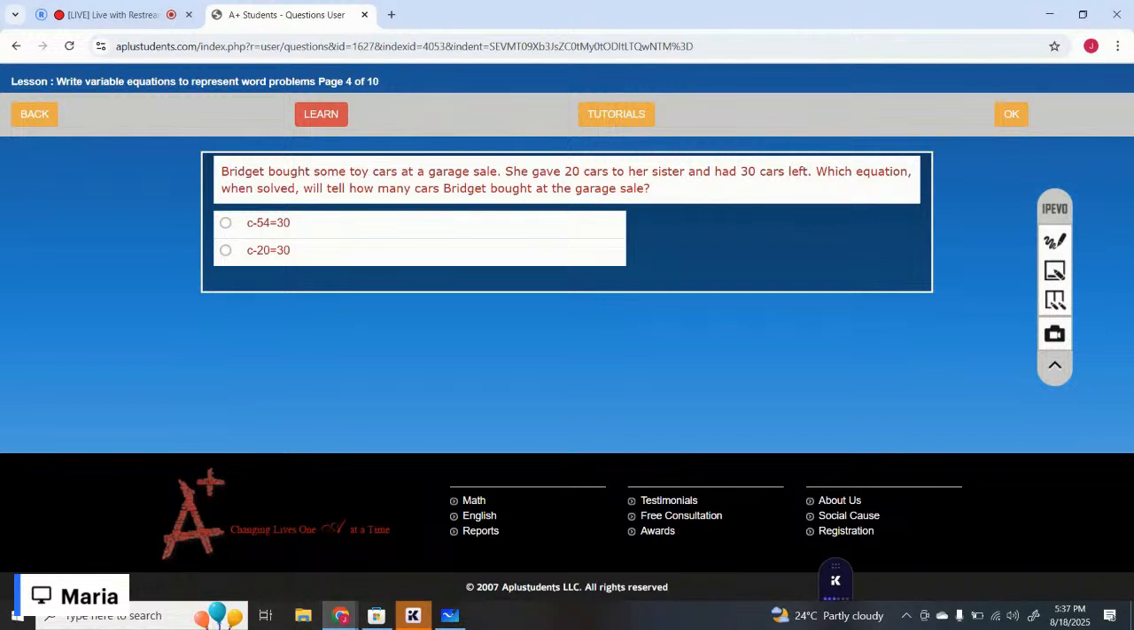Brigitte bought some toy cars at a garage sale. She gave 20 cars to her sister and had 30 cars left. Which equation, when solved, will tell how many cars Brigitte bought at the garage sale? That is c minus 20 equals 30. Option number 2 is the correct option.